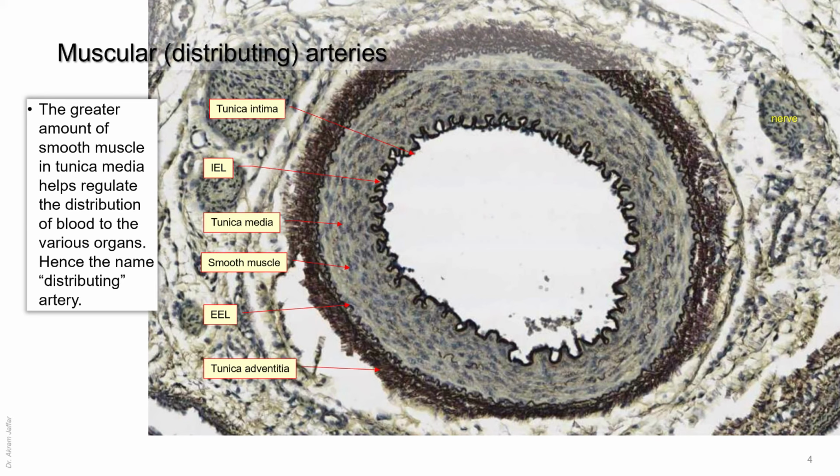So to wrap up, there are three layers in the wall of most of the blood vessels, the arteries, the veins, the arterioles: tunica intima, tunica media, and tunica adventitia. And why do I say most of the blood vessels? Because we have the capillaries. They only have the tunica intima. You can see this is an example of a capillary. It should be also smaller than this. Maybe this one is also a capillary. It's only formed of a lining of endothelial cells lying on a basement membrane. And the reason for that is the capillaries are for exchange between the blood and the interstitial fluids. Thank you very much.